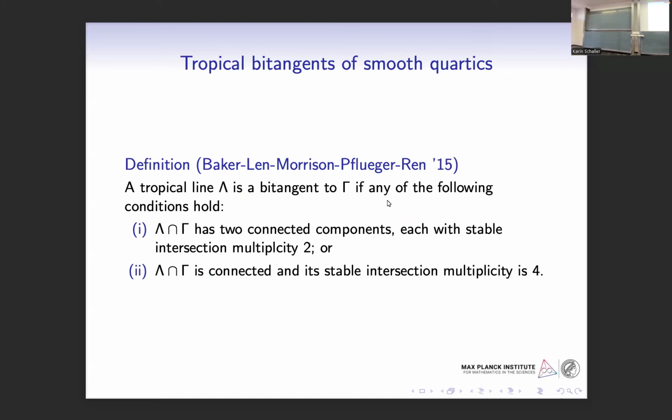So this is the classical definition for a tropical bitangent line. According to Baker and Morrison, we have either 2 intersection components with stable intersection multiplicity 2, like the example that I showed you, or we have 1 intersection component with stable intersection multiplicity 4. This does happen, but the examples in this talk will all be in the first case.